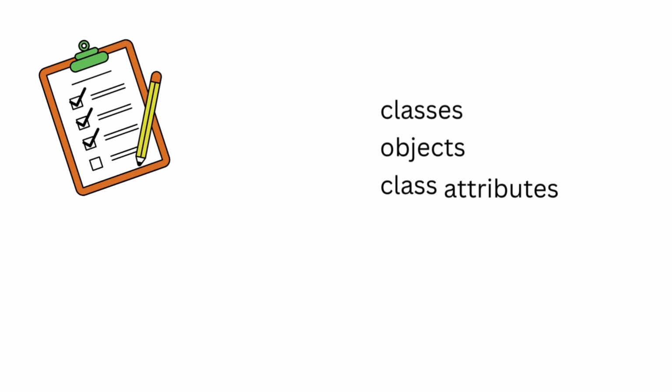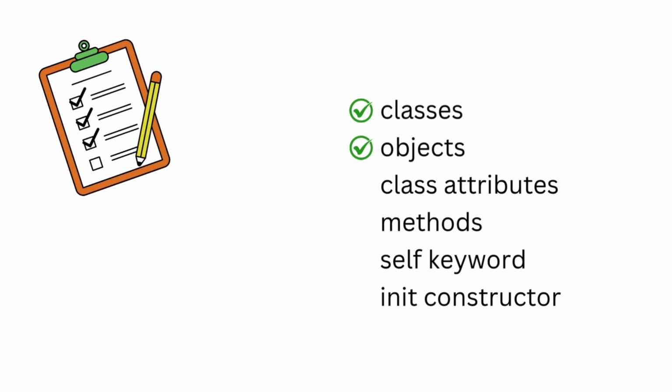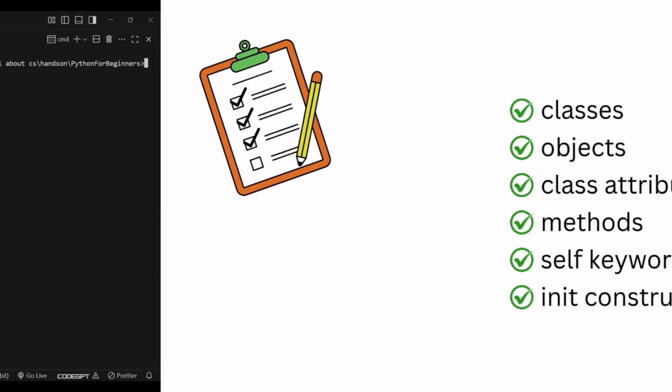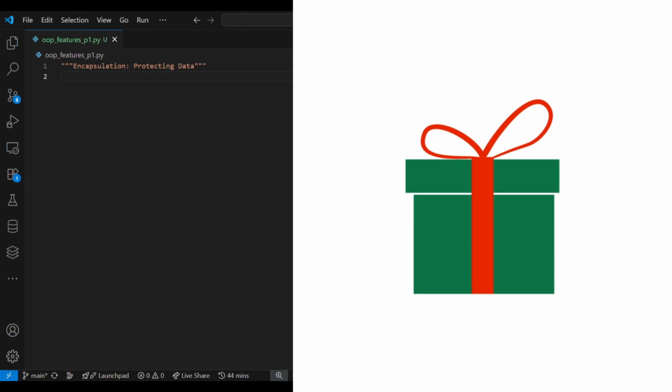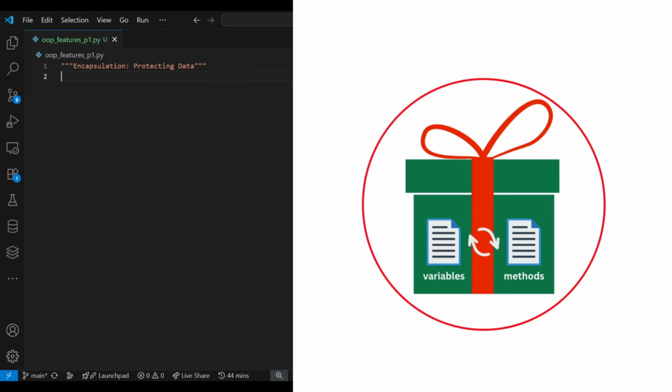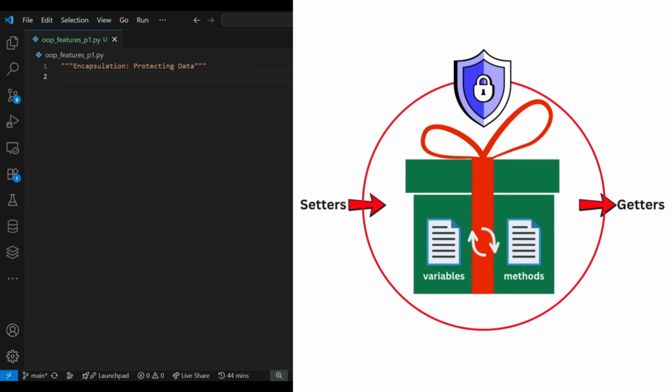So, as we have learned about what are classes, objects, class attributes, methods, importance of self keyword, and init constructor, let's discuss the four main concepts of object oriented programming one by one. The first one is encapsulation, which stands for protecting the data. Encapsulation is a concept where the internal state of an object is hidden from the outside world. This helps to protect the data by restricting direct access to the attributes and allow access only through setter or getter methods, which is a more secure way.